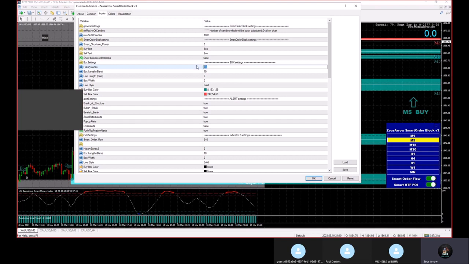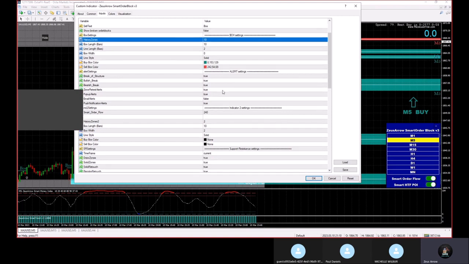I usually use between 5 to 10. Right now I'm going to keep it at 10. You can keep it between 5 to 10. We do not need to see too far. The rest of the settings should remain the same. This one will have the POI phone notification. So you do not need to.